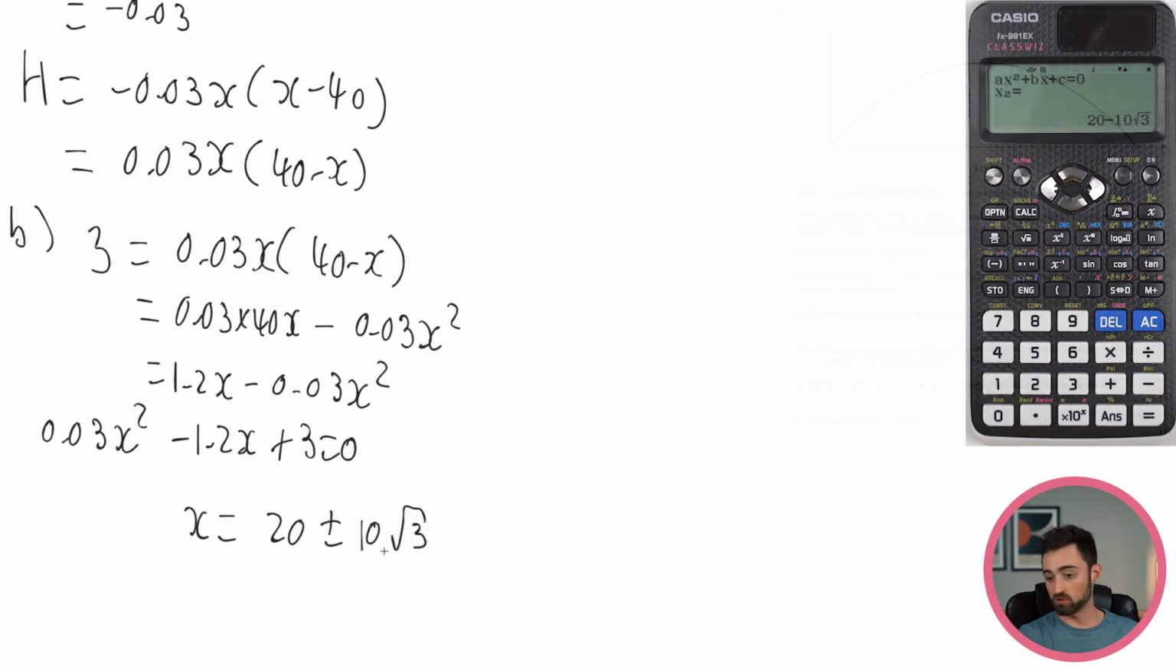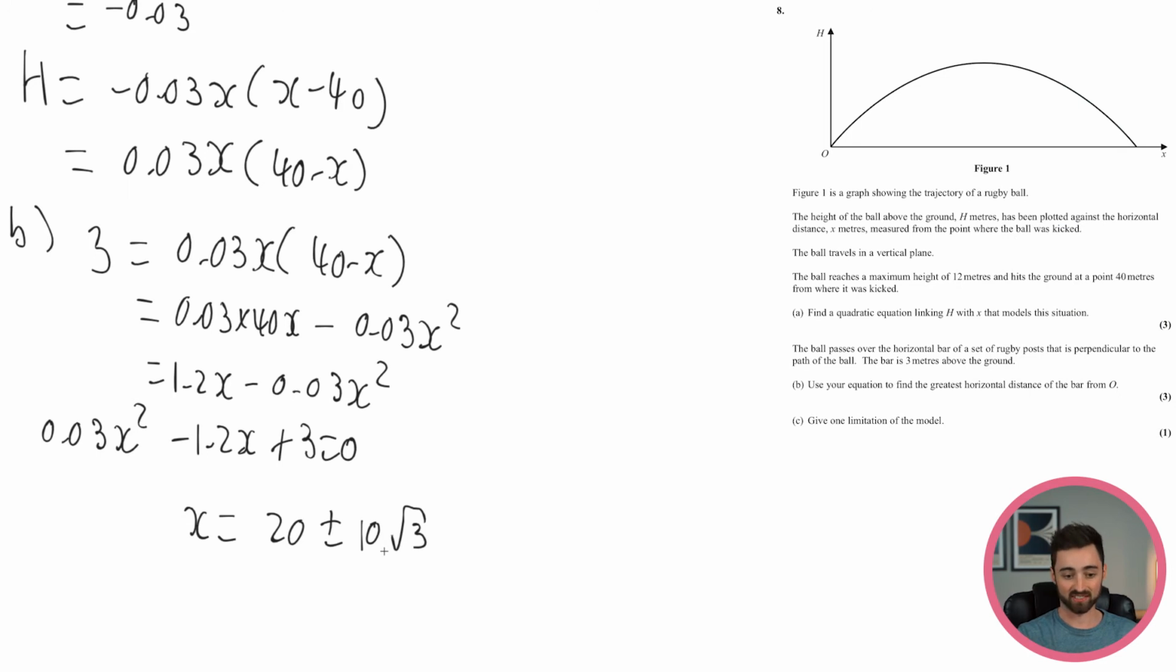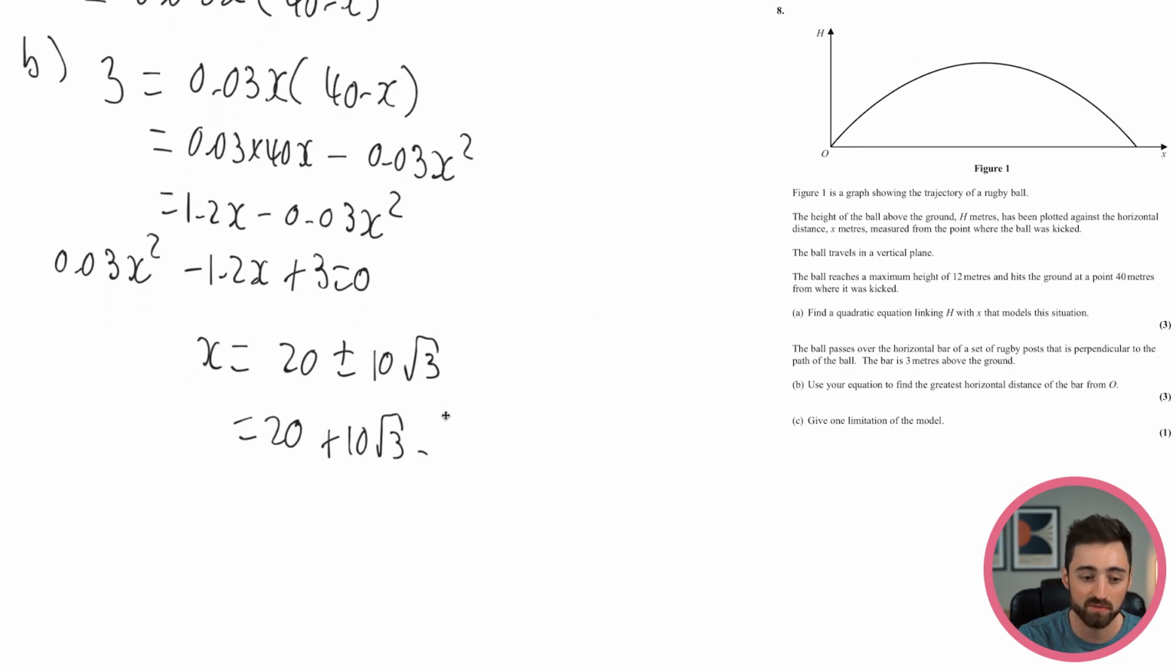So which one do we use? Well, look, it says greatest horizontal distance. So the greatest horizontal distance is going to be the bigger number, which I'm going to get from doing 20 plus 10 root 3. So the one that I care about is 20 plus 10 root 3. Cool. Give one limitation of the model.